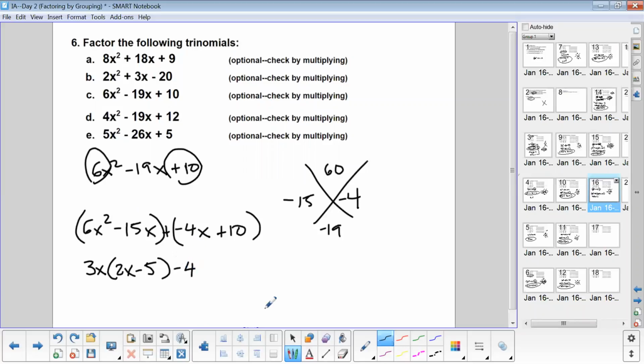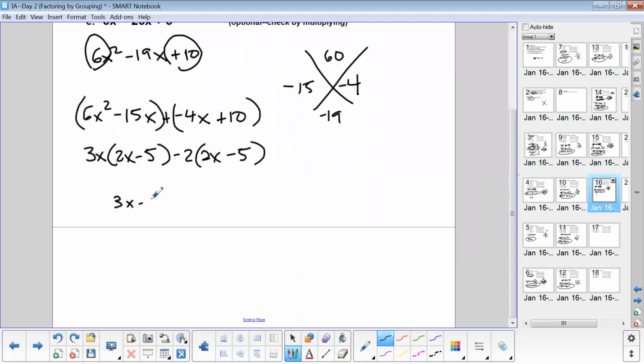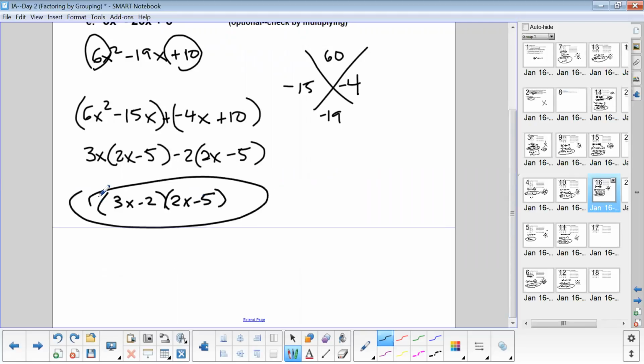So negative, not 4, negative 2. So that would be 2x. Negative 4x divided by negative 2 is 2x. 10 divided by negative 2 would be negative 5. So your final would be 3x minus 2 and 2x minus 5. Remember how we could check? We could multiply these out, and we would come back with our 4 terms, and we combine our middle terms, we'll come back to our original if we factored it correctly.